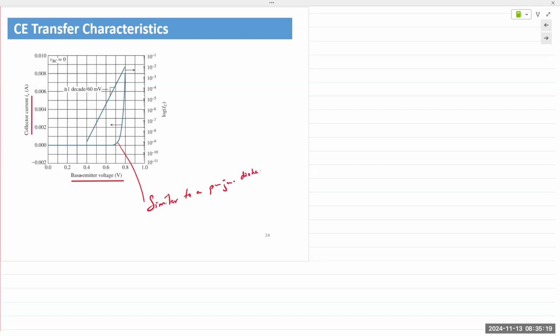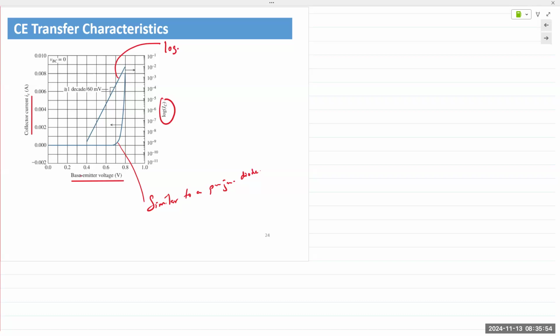PN junction diode and forward bias. If you take that plot and you convert the current into the log scale, as shown here, you obtain a plot that looks like this. Linear, which has a slope of 60 millivolts per decade. So for every decade, it drops about 60 millivolts in value.